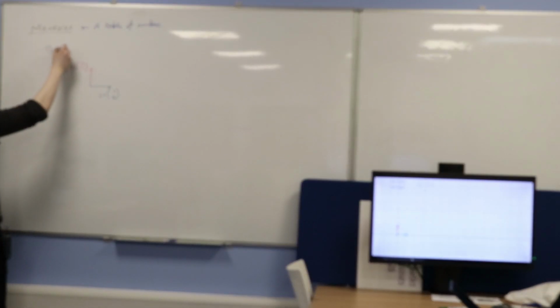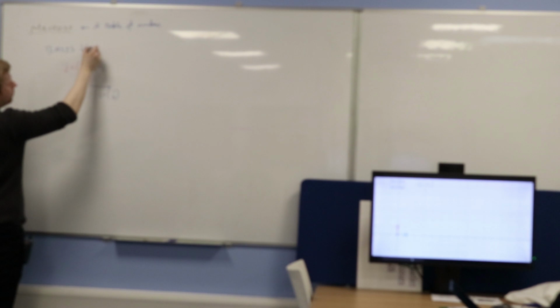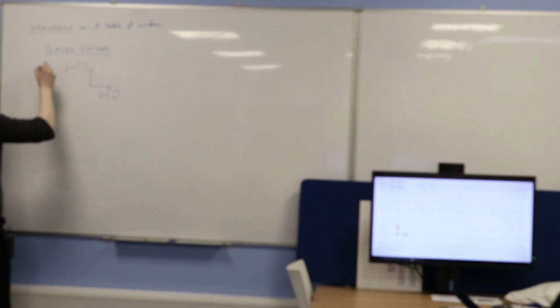Now we give these a special name. We call them basis vectors. Because if you think about it, we can get anywhere on this two-dimensional plane just by thinking in terms of I and J.